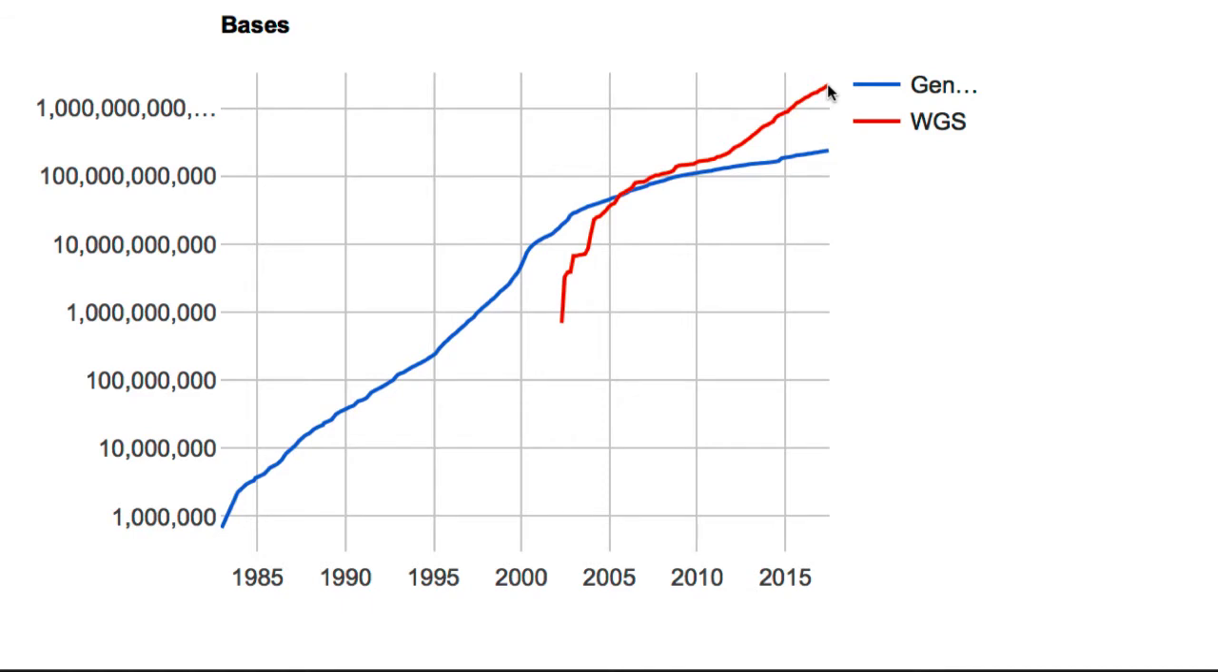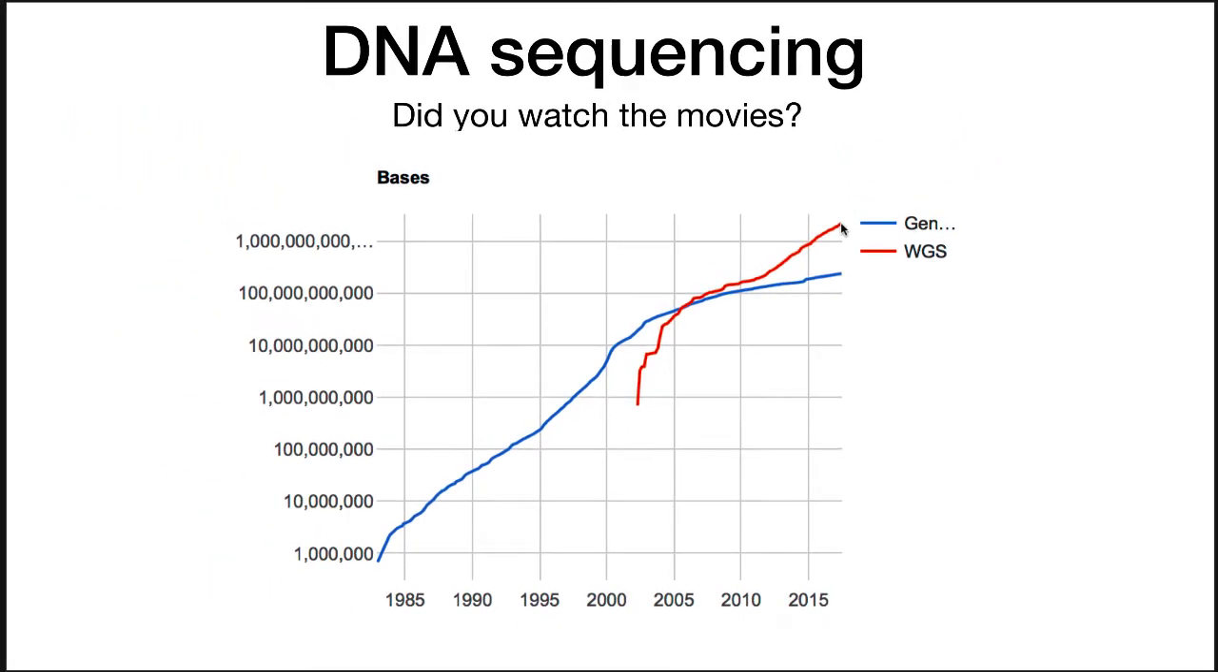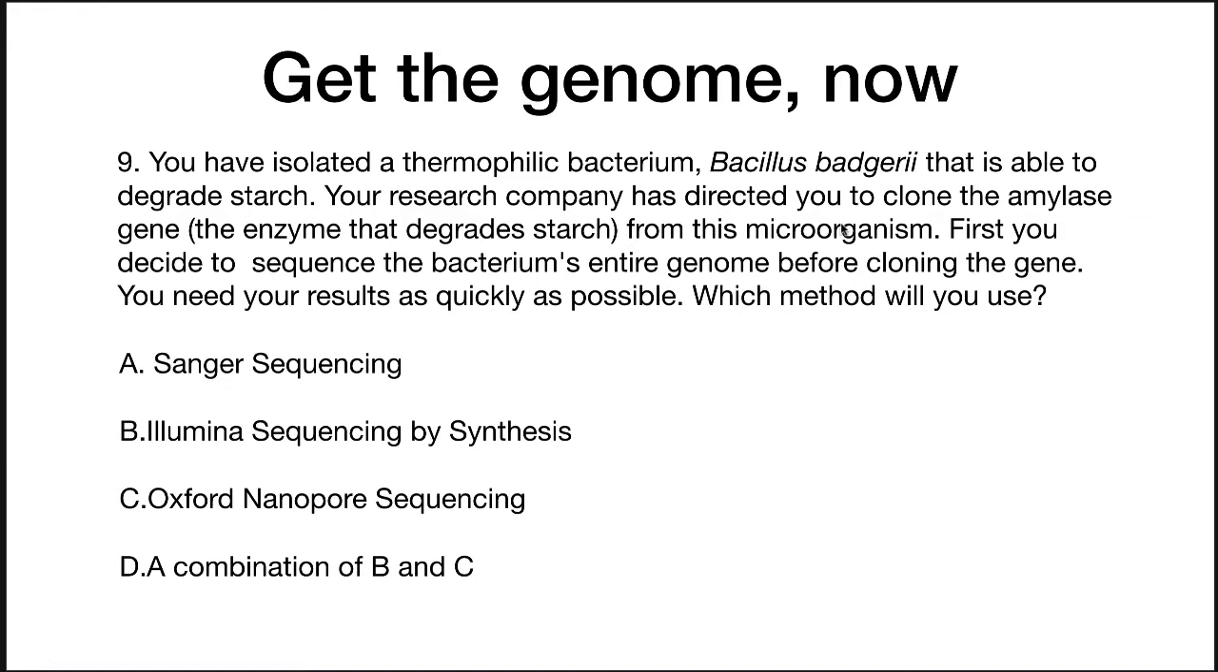Let's see if you understood those sequencing videos and can compare them and think about what would be best to use. So we're going to have a project that we're working on during this lecture, and I'm going to ask you questions about the project as we go through. Our goal is that we've isolated a thermophilic bacterium, Bacillus badgeri, that is able to degrade starch. Your research company has directed you to clone the amylase gene, the enzyme that degrades this starch, from this microorganism, and then overexpress it, because you're then going to use that as a product that you sell as a way of generating sugar from starch.